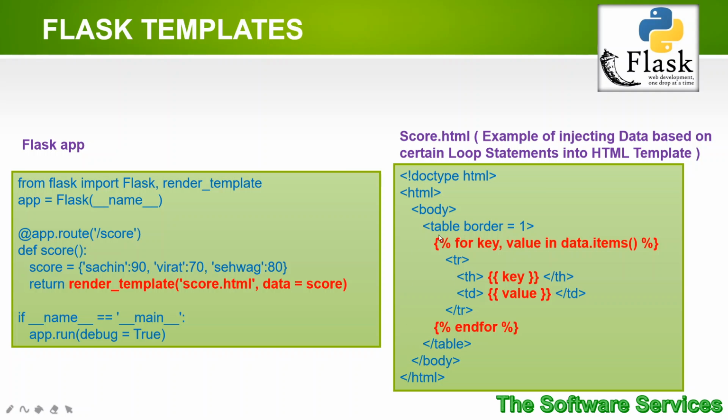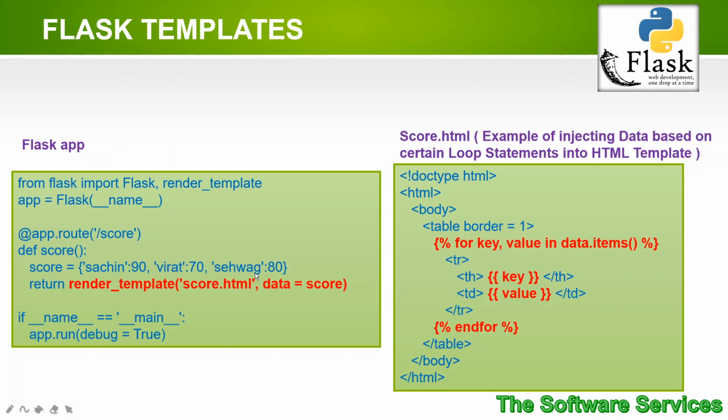Then for the second value, it will again come and print the key and value here. Key means Sachin, value means 90. First time Sachin will be printed here, value 90 will be printed here, and then the second time it will come. Because there are three values, how many times will it loop? Three times this code block will be printed. So for the first value Sachin 90, second value Virat 70, third value Sehwag 80.